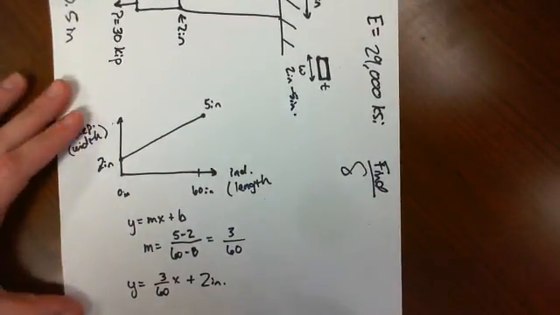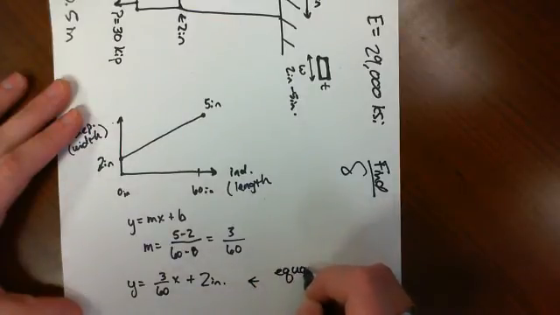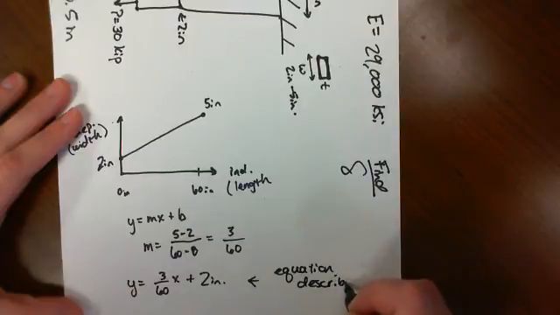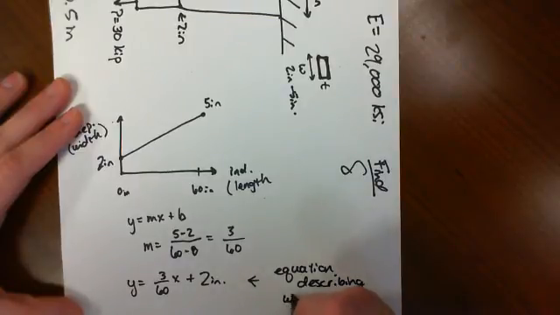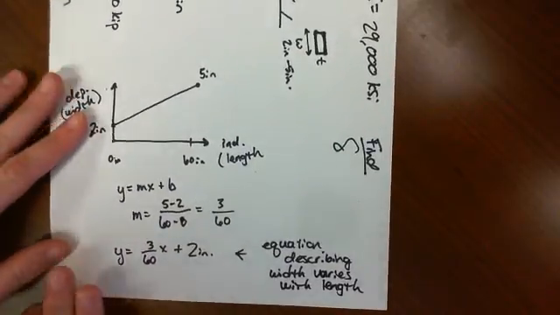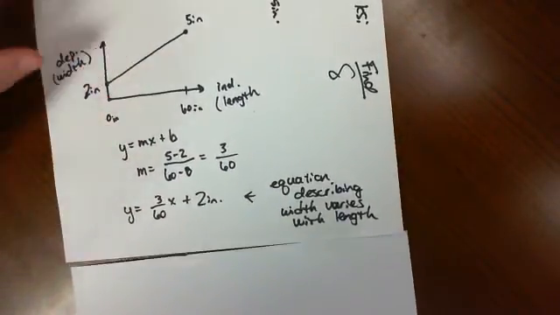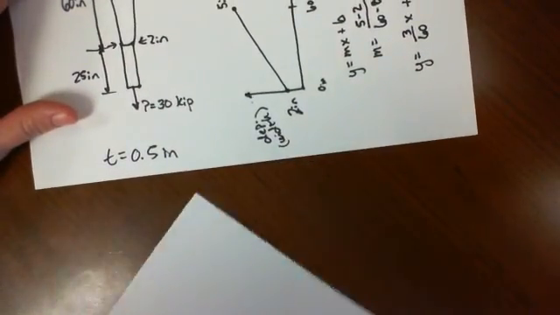So now we have a line, or an equation, that describes how our width varies with our length. So now we can do our deformation.